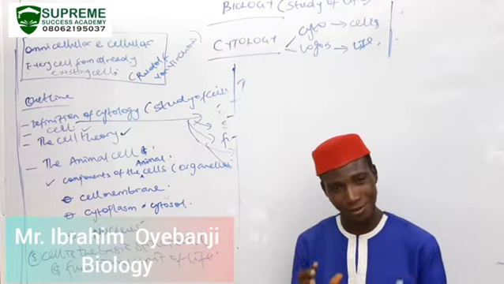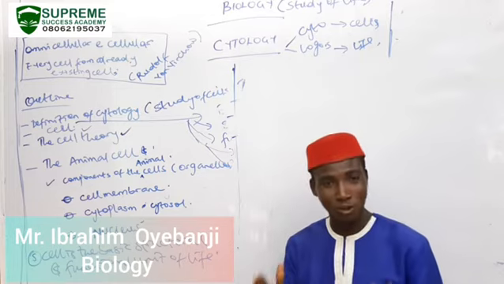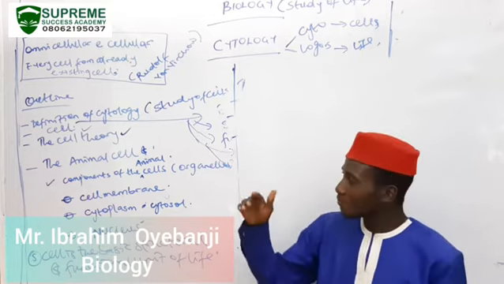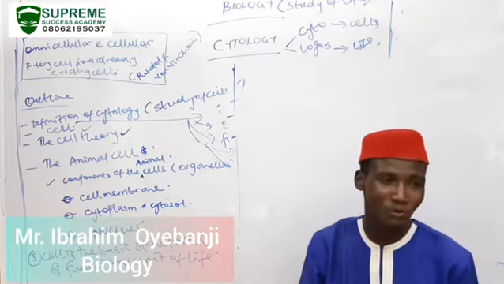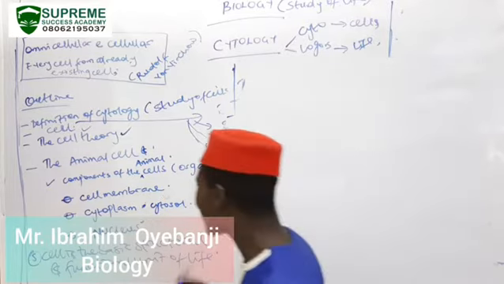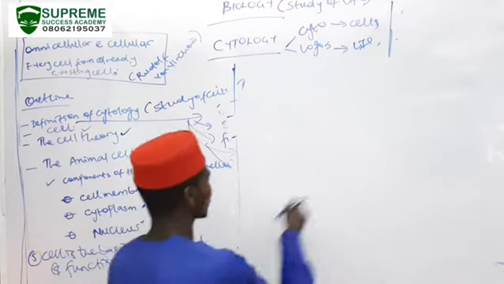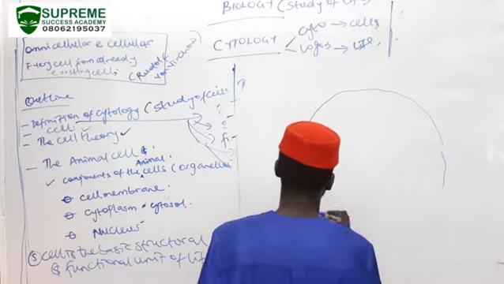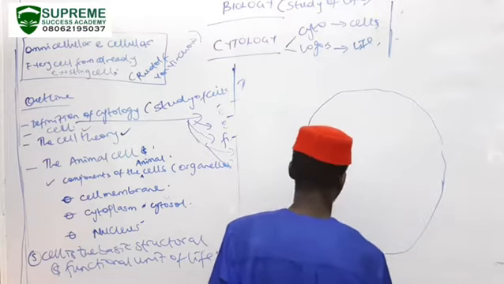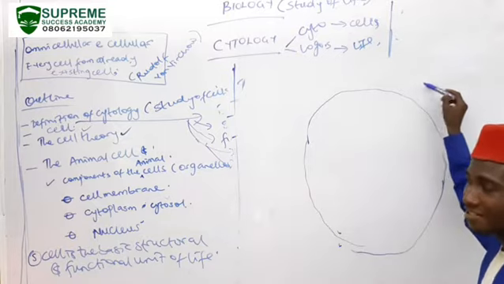Of course, as I illustrated, the cell is the basic structural and functional unit of life. So, by describing the animal cell, we are describing the structure of the animal cell. Structurally, the animal cell can be classified into three components. We have the cell membrane, which is the outer portion of the cell. The animal cell is a structure that looks like this. So it has the outer component, which we describe as the cell membrane.